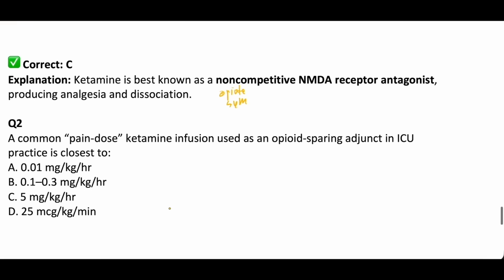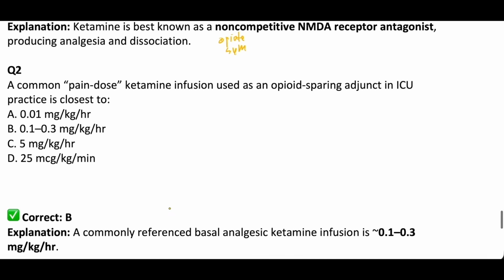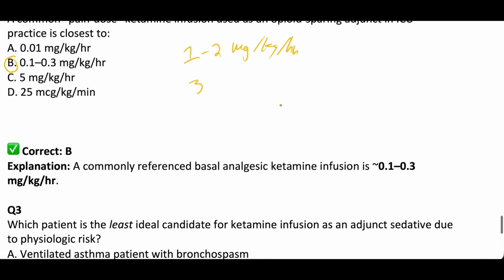Correct answer is B. Ooh, for a second I thought it said A. I was like, oh gosh. Correct answer is B. A commonly referenced analgesic ketamine infusion is 0.1 to 0.3 milligrams per kilogram per hour. And remember, for sedation, it's something more like 1 to 2, maybe even 3 milligrams per kilogram per hour, just from an educational conceptual standpoint, not as a recommendation.